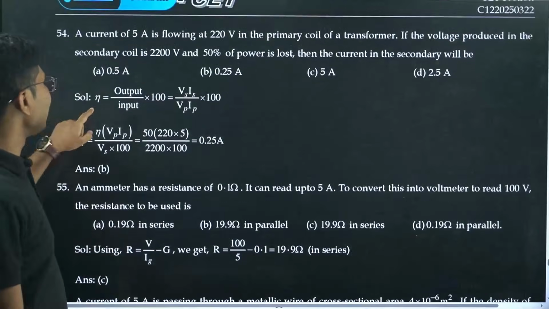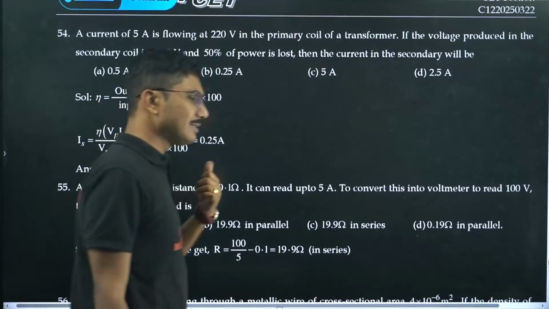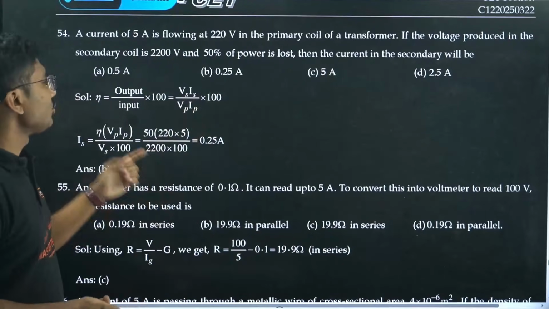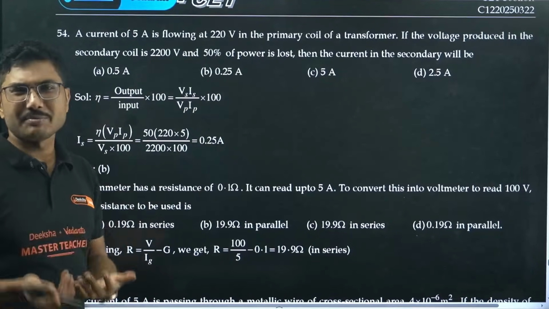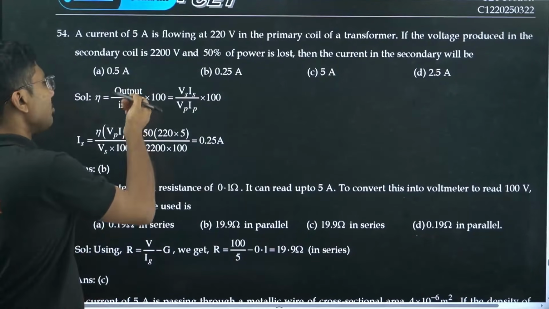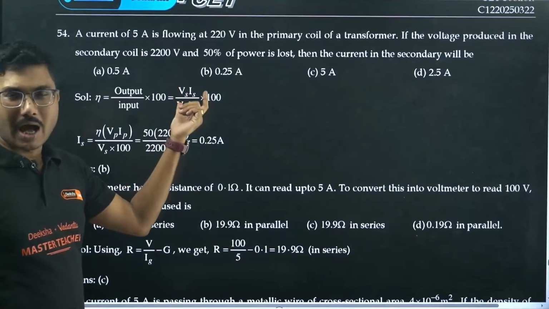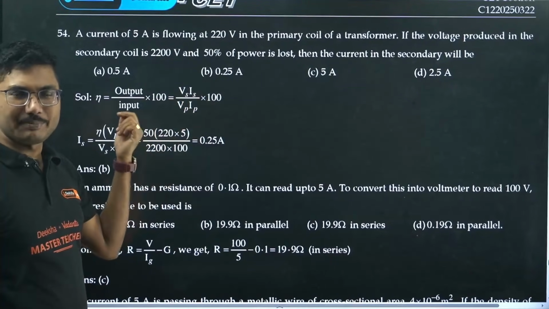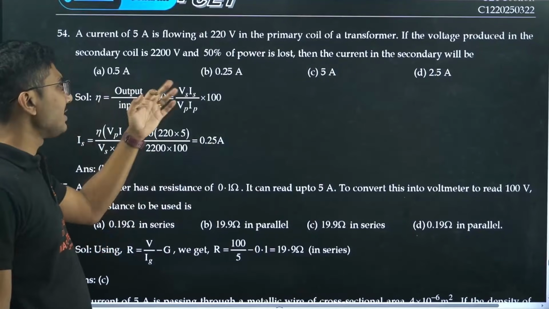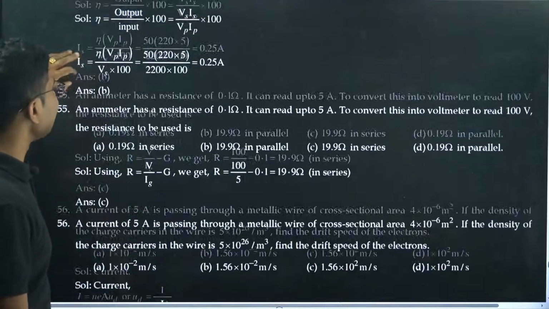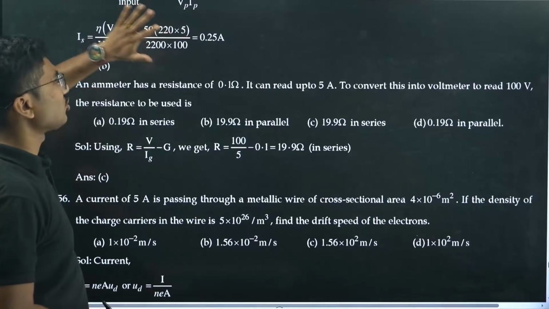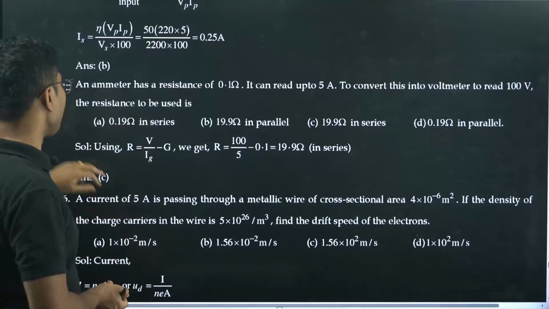Okay, eta is the efficiency. 50% efficient, it is mentioned, so 0.5. Okay, 50% efficient means 0.5. Output by input. Output power is secondary voltage into secondary current. Input power is primary voltage into primary current. Okay, so everything is given, and you can easily calculate the secondary current. Okay, you can complicate the things. This is the easiest shortcut way of solving this problem.